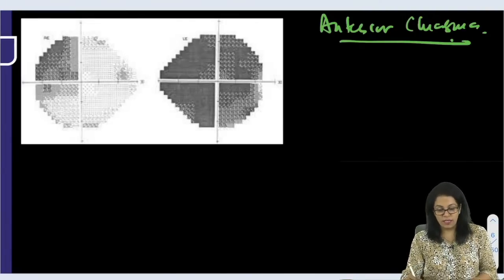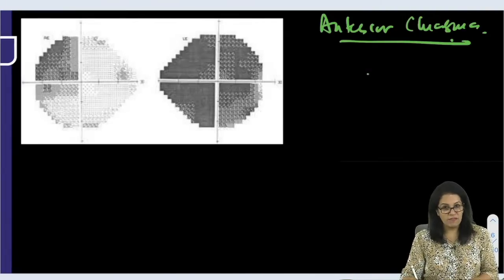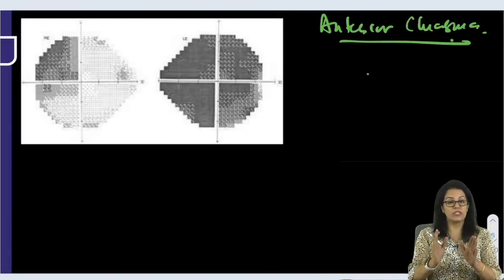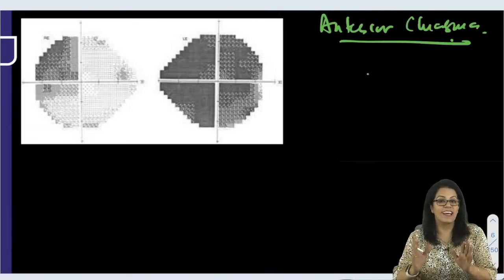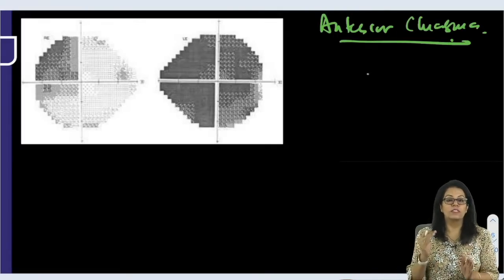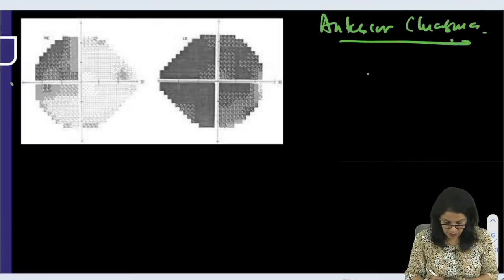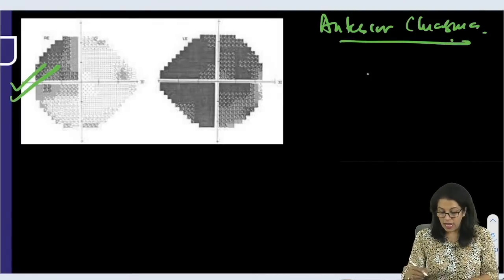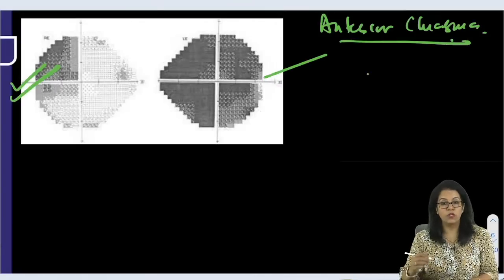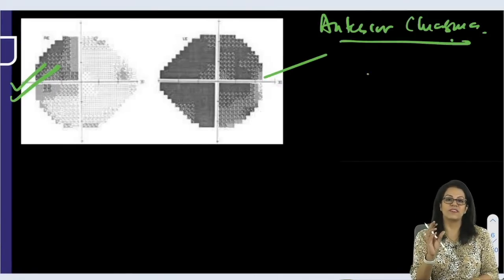So, how is Wilbrand's knee when it is affected? That means the lesion is at the junction of the nerve and the chiasma, isn't it? Because these are inferonasal fibers, you get a superotemporal field defect. Either you can get total blindness or you may get central scotomas if some part of the optic nerve is involved. Should I say it again?